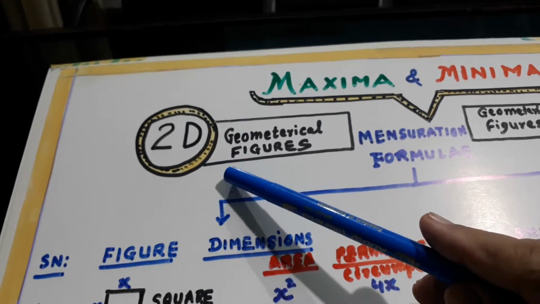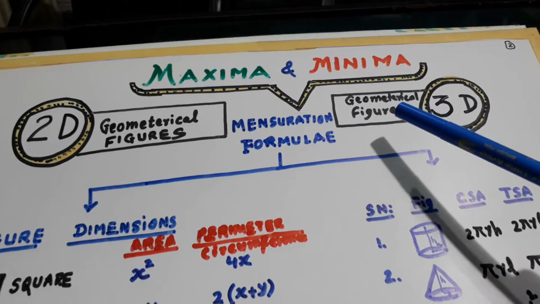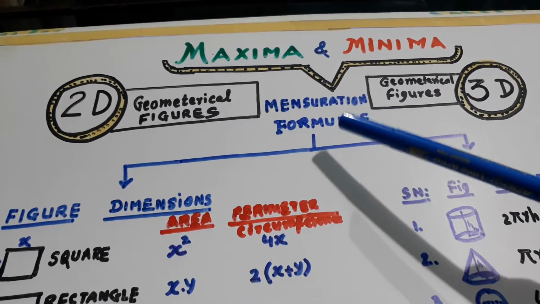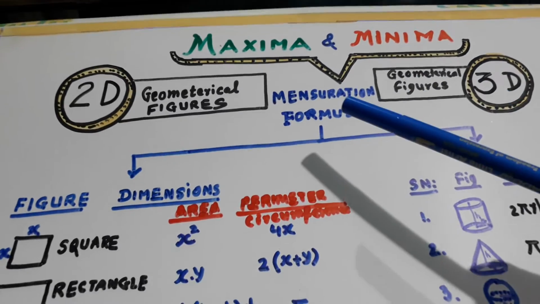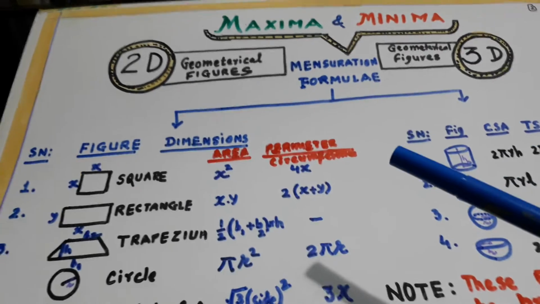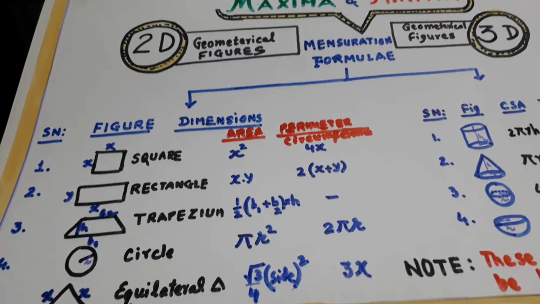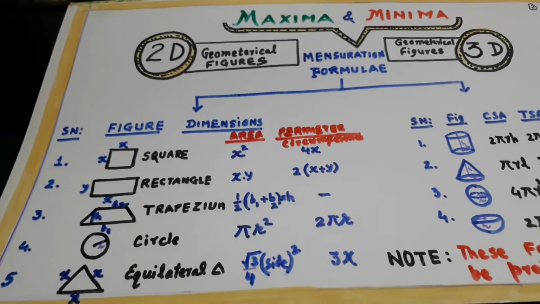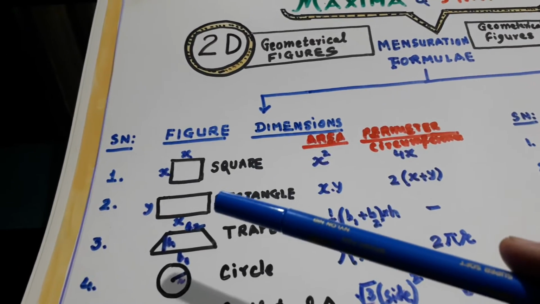These are 2D geometrical figures and 3D geometrical figures. They are called mensuration, 2D and 3D mensuration. We'll be dealing with the mensuration formulae first, then we'll go ahead and see how to find the maxima and minima of the inscribed or circumscribed figures. Now let us start with the 2D.